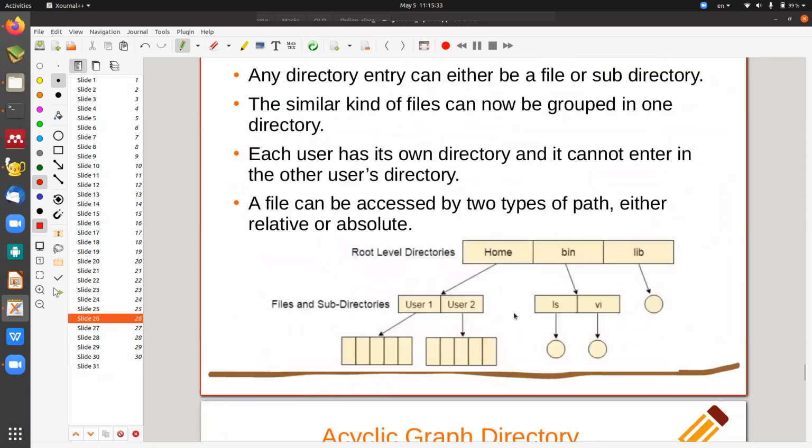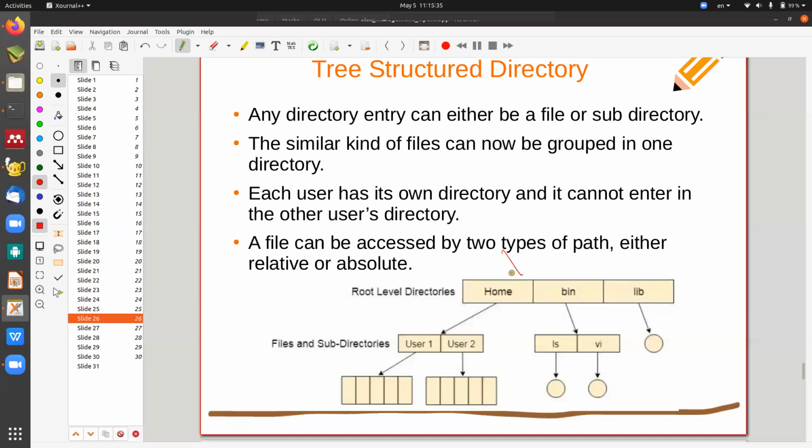In this tree structure, what do you do? In root, you can find home, bin, lib, etc, tmp, many directories. Under home, there are many users. For every user, there is user 1, user 2, user 3. Under this user, you can create a directory as well as a file. Now you can maintain everything. Yes. So the tree structure is the current structure which is used inside your operating system.